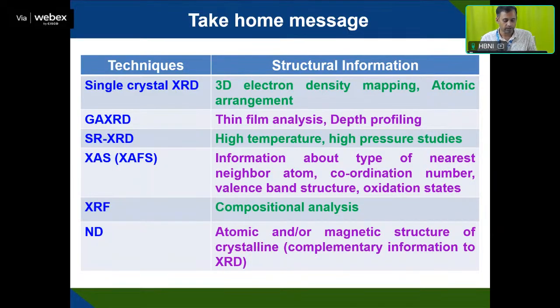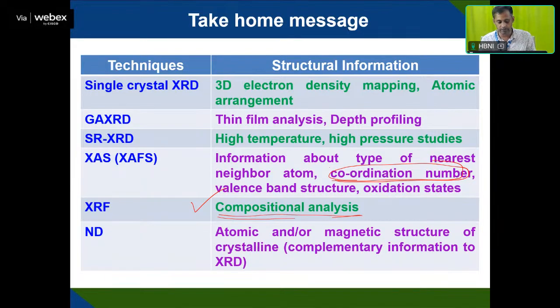Even high temperature studies are possible with conventional XRD, but you will get better information using synchrotron radiation. And X-ray absorption spectroscopy, the fine structure we discussed, EXAFS and XANES, gives neighboring atom structure, coordination number, valency, band structure, and oxidation state. All that information you can get. Especially, this technique gives the coordination number. By X-ray fluorescence spectroscopy, you can also do composition analysis and element analysis.